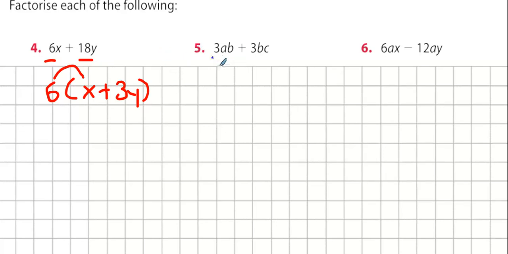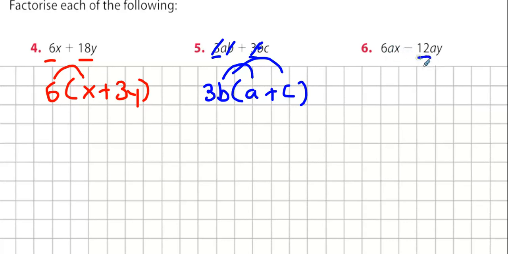They have the number 3 in common, and they also have the letter b. Take out 3b. What's left over then? a is left over in the first one, and c is left over in the second one. If you aren't sure about your answer, you can just multiply it back out again, and it turns back into the original. Is that okay? Now, what about the last one?